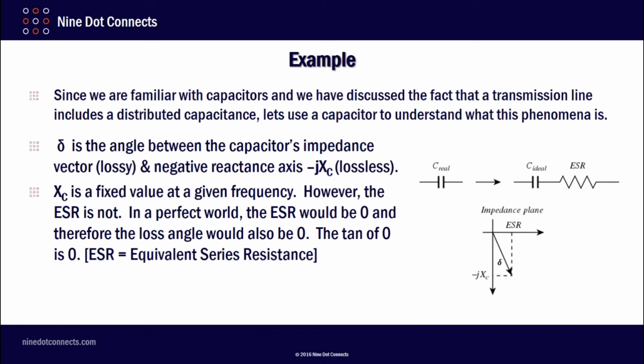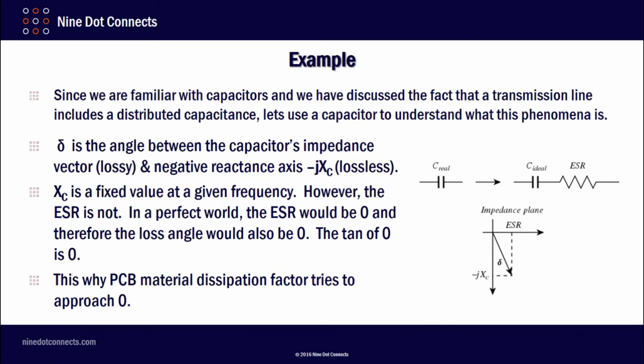You may remember from trig that the tangent function is sometimes thought of as the rise over the run. So as you're looking at this equation from the side view, the rise is the ESR and the run is the minus J angle. This is why the dissipation factor of a PCB material tries to approach 0, because therefore the ESR is basically 0.